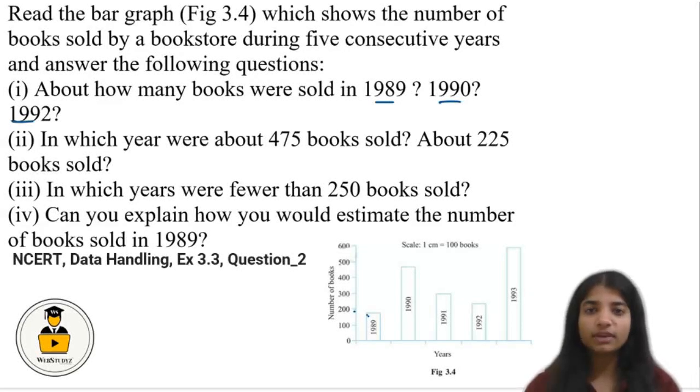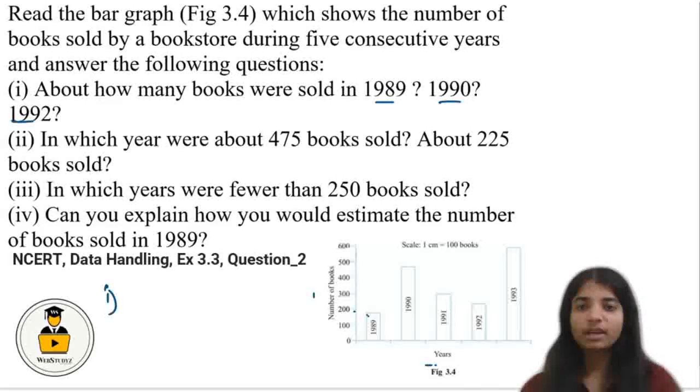In this question, we are given that read the bar graph which shows the number of books sold by the bookstore during the 5 consecutive years and answer the following question. So basically, we are given the bar graph where x-axis is representing the years and y-axis is representing the number of the books. So let's start with the part 1.